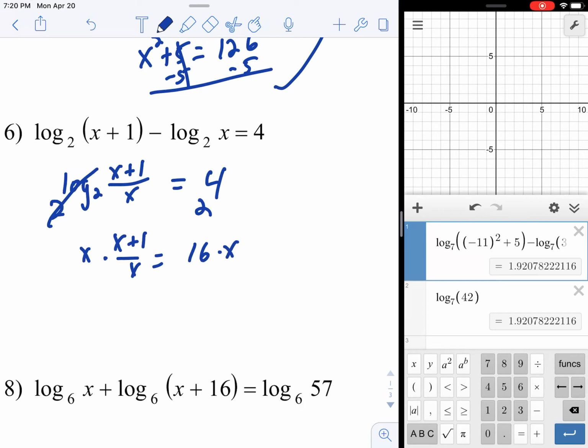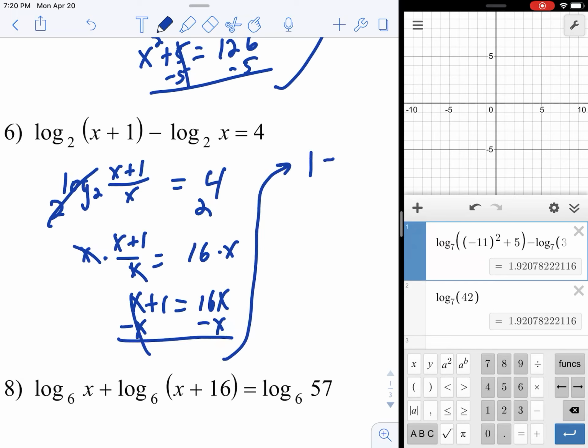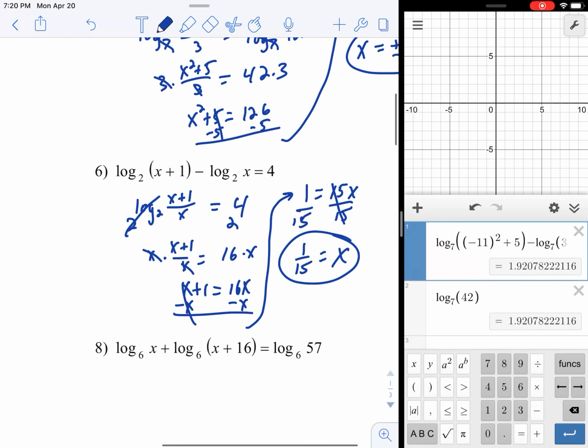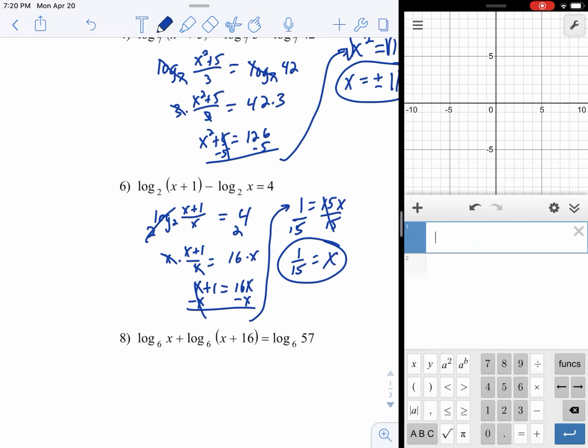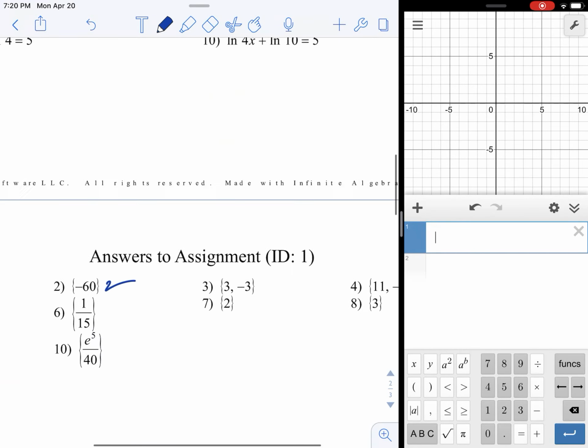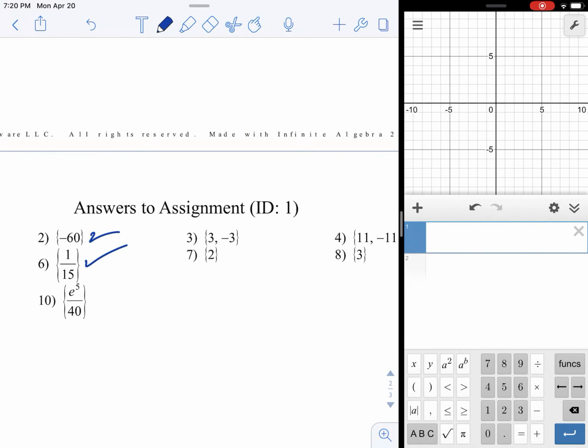Multiply both sides by x to cancel that out. x plus 1 equals 16x. Subtract x, and let me come up here. 1 equals 15x. Divide by 15. You can't really divide 1 by 15 without getting a decimal, so we'll leave the answer as a fraction. And okay, let me save time. I'm sure you get the whole idea here with me typing in the answers in the calculator to check it. Let me just go down, 1/15 right there.